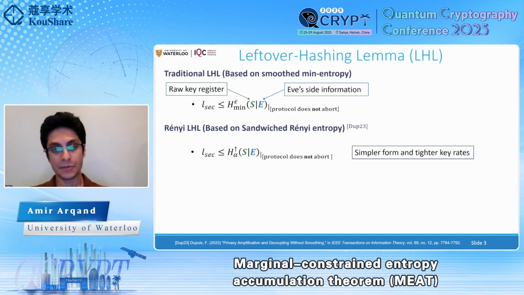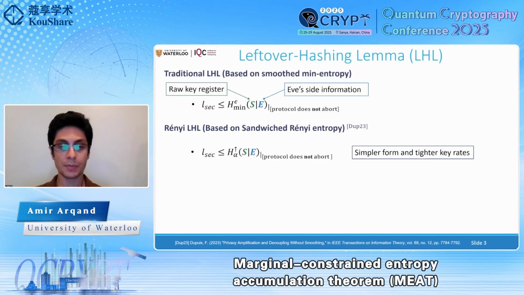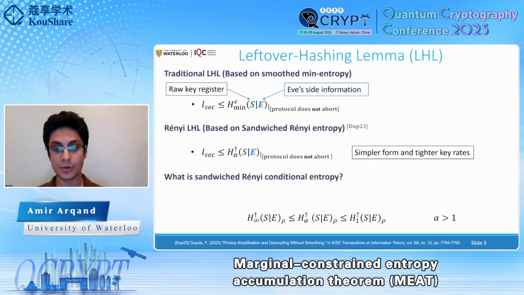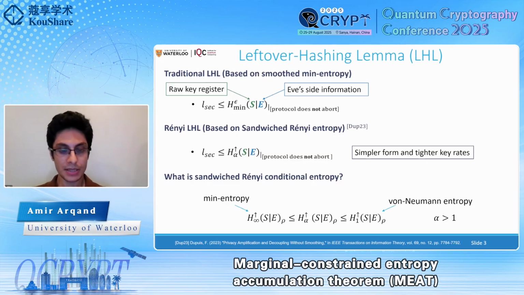This sandwiched Rényi entropy is parameterized by a real parameter alpha, but to get a little bit of intuition of what this is, we can look at the regime where alpha is bigger than 1. In that regime, the extreme cases correspond to the usual von Neumann entropy and the min-entropy. So we can see that these Rényi entropies are interpolating between these two extreme cases.